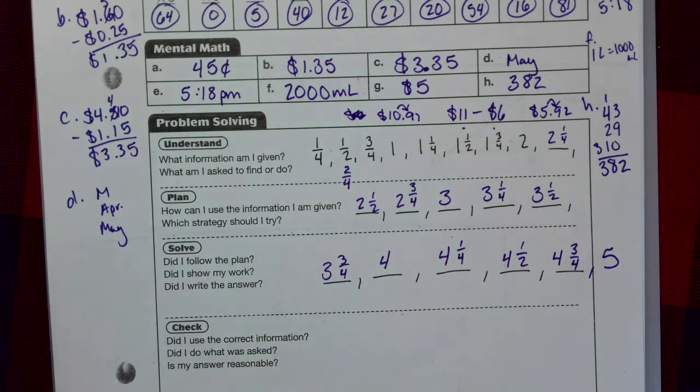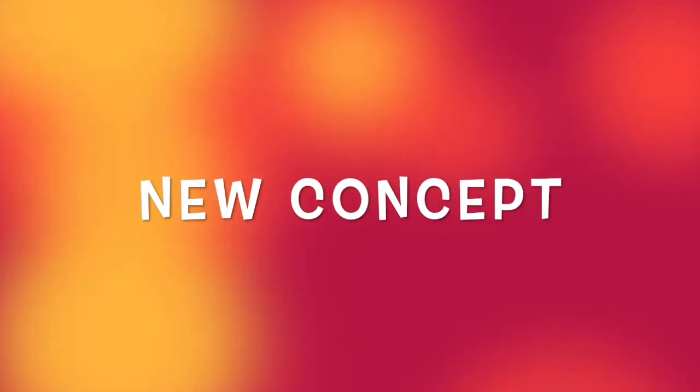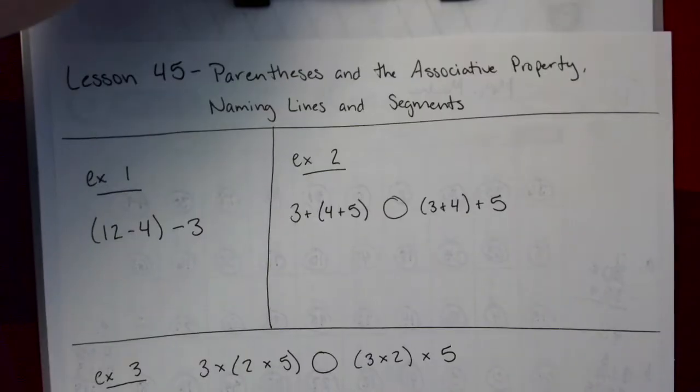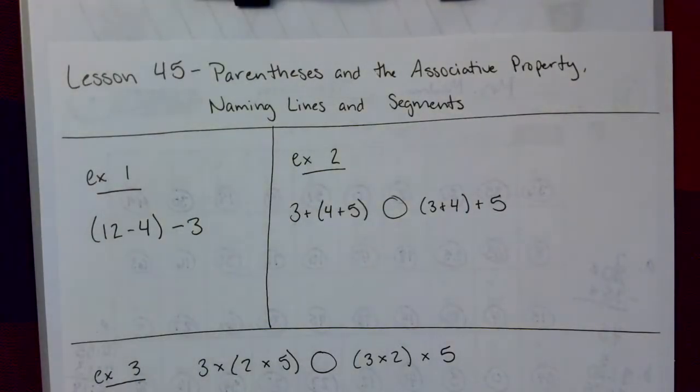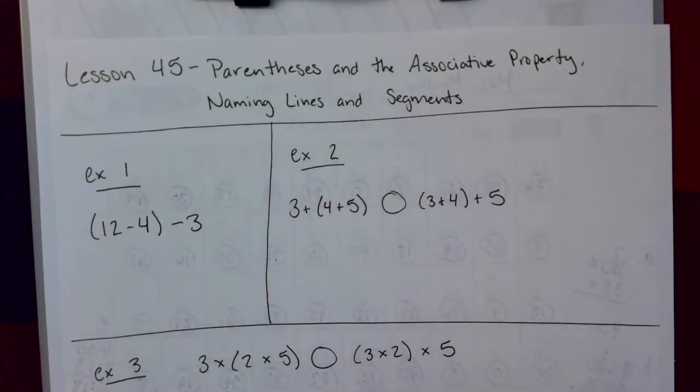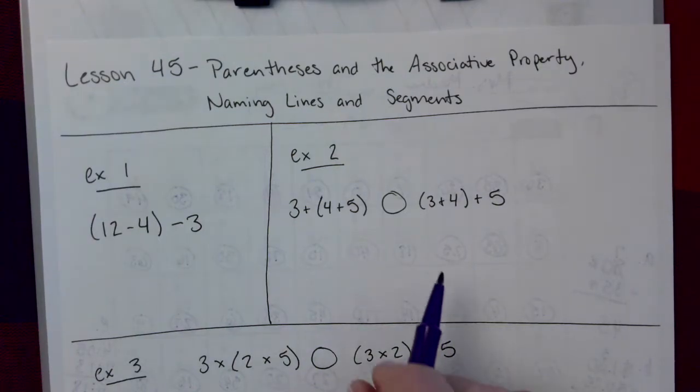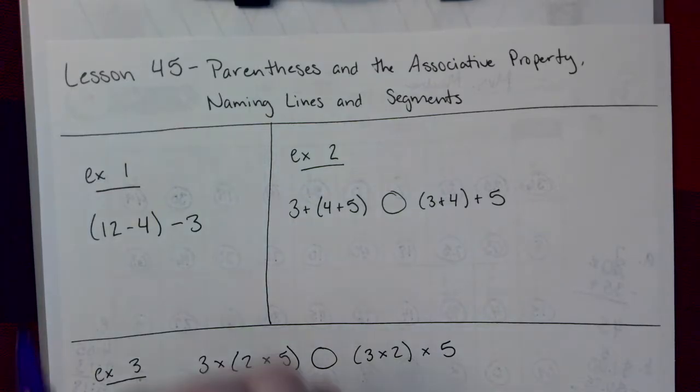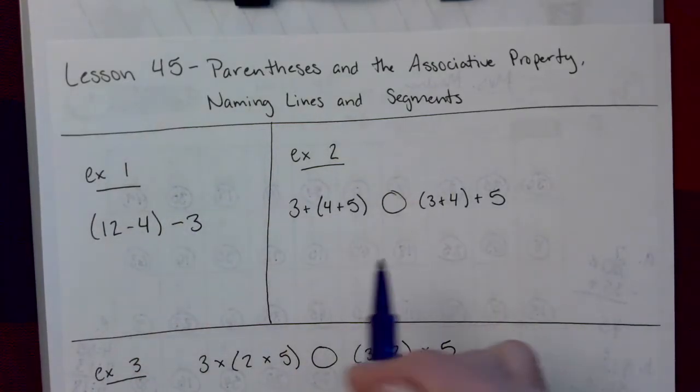Go ahead and flip it over. Let's get going on our new concept for today. Today, our new concept is parentheses and the associative property, naming lines and segments. So when we have the associative property, that means we're talking about what we're grouping together, all right?